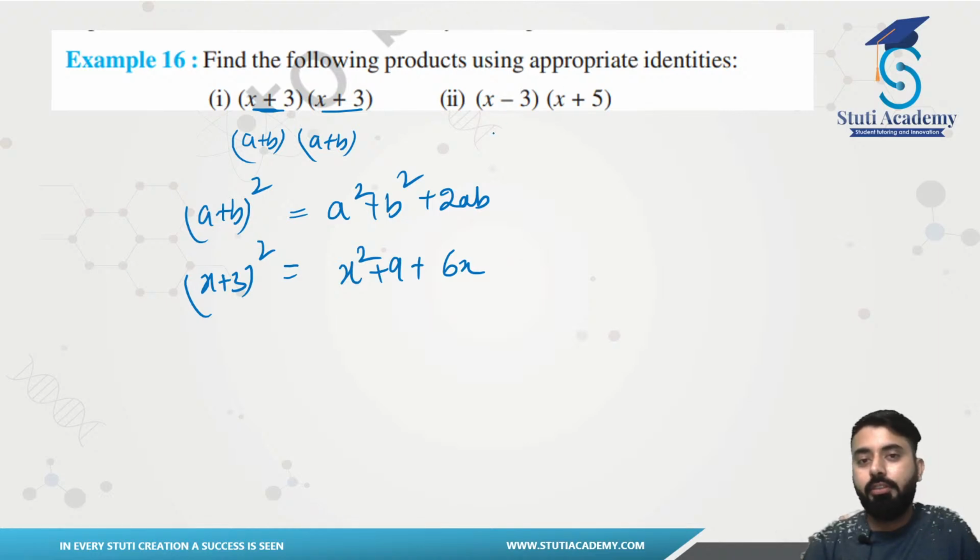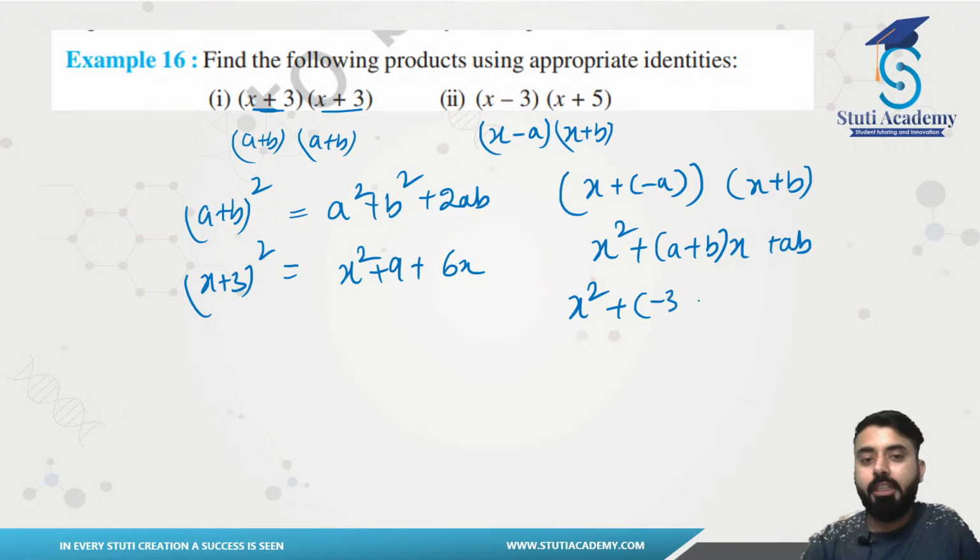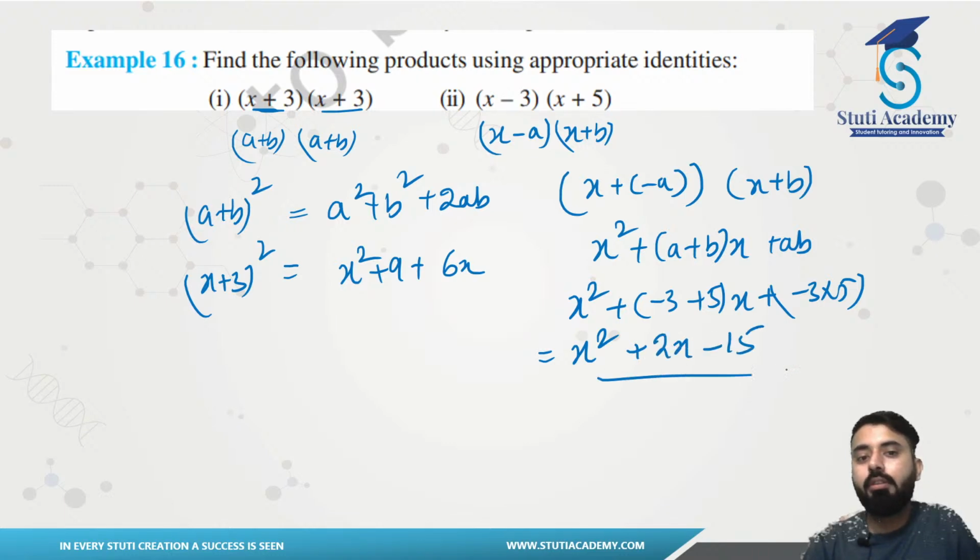Similarly, you can see here, this is (x minus 3) into (x plus 5), or you can say (x plus negative 3) into (x plus 5). You see (x plus a) into (x plus b) was x square plus (a plus b)x plus ab, right? So in place of a I have negative 3 and in place of b I have positive 5: x square plus (negative 3 plus 5)x plus (negative 3 into 5). If you solve this, you will have x square plus 2x minus 15. So these are the two answers of your example 16, right? Easy. Now let's move forward.